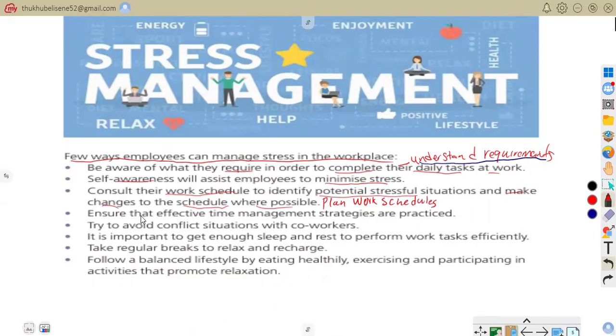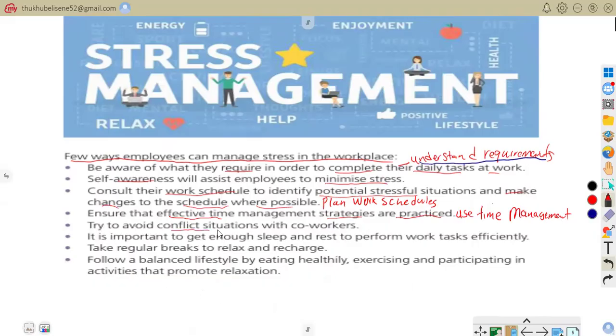Now let us move on. Ensure that effective time management strategies are practiced. Here we are saying use time management. Managing time prevents last minute stress, by completing tasks before deadlines. That is what we mean.